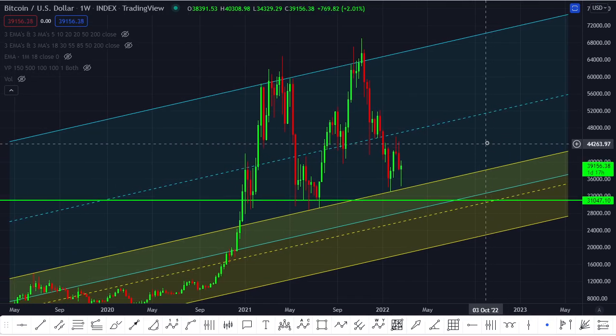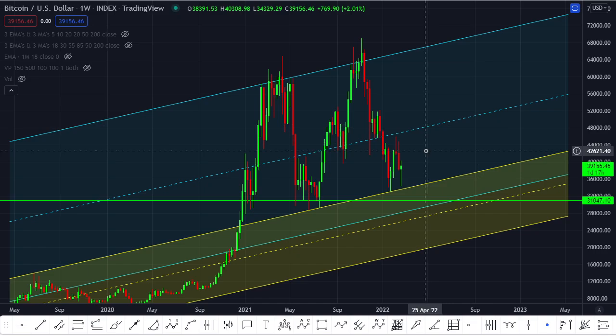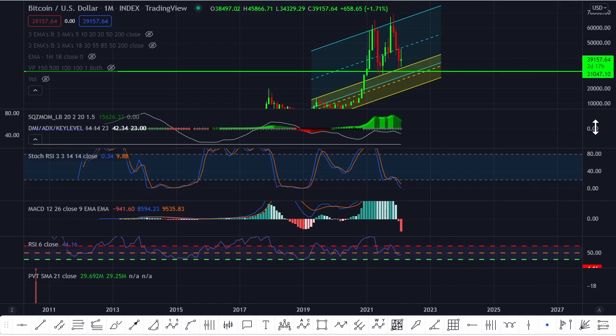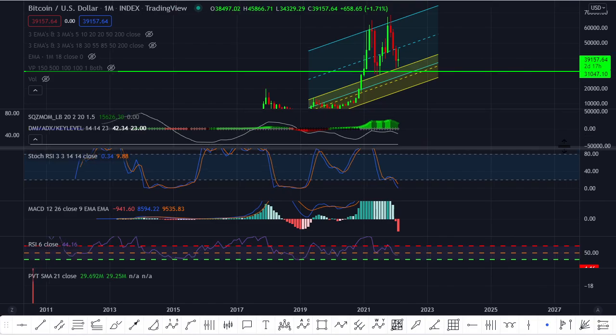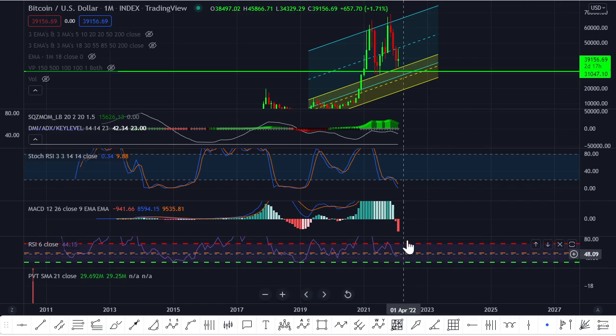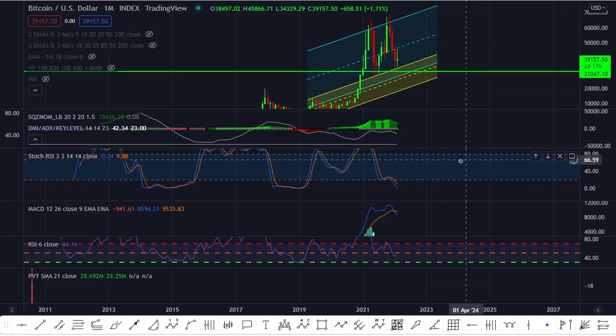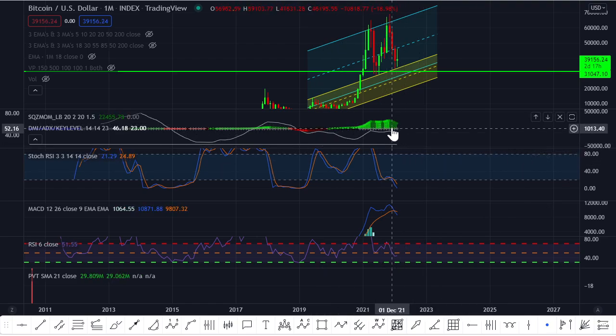So I'm going to start off with the weekly chart because the monthly is still the same. I'm just going to quickly show you. There's no real change in the monthly time frame. You're still bearish on the RSI. You're still bearish on the MACD with the bearish MACD cross. You're still bearish on the stochastic, and this still hasn't even finalized yet.